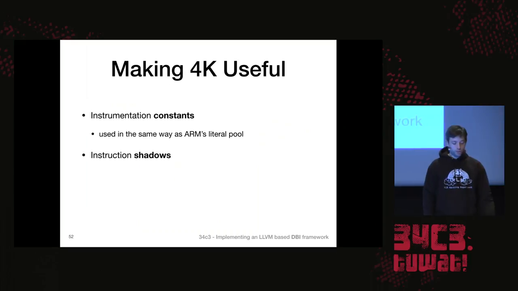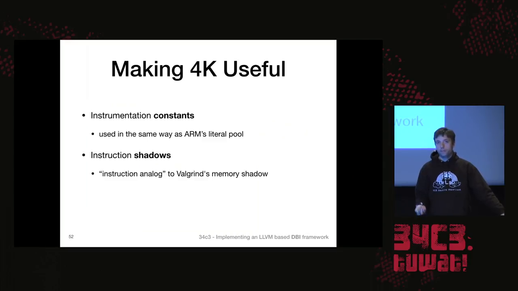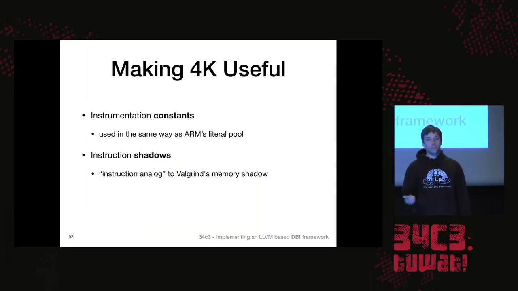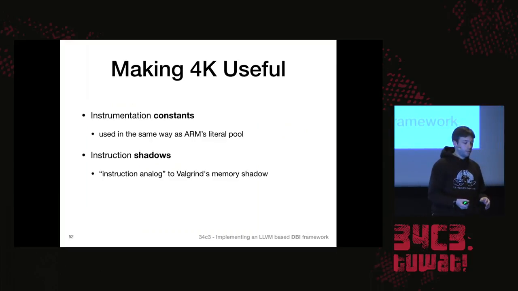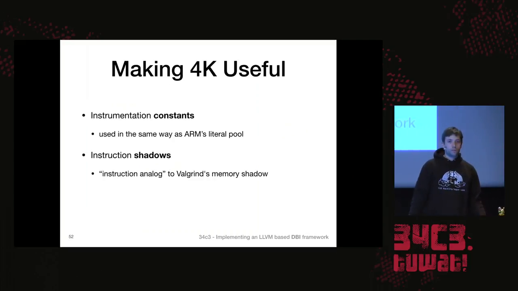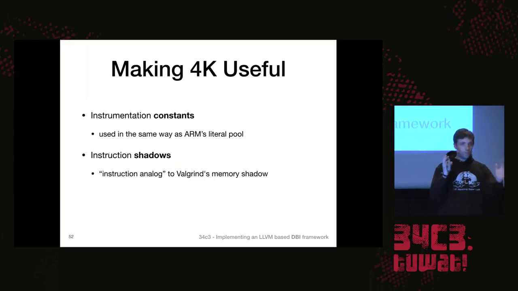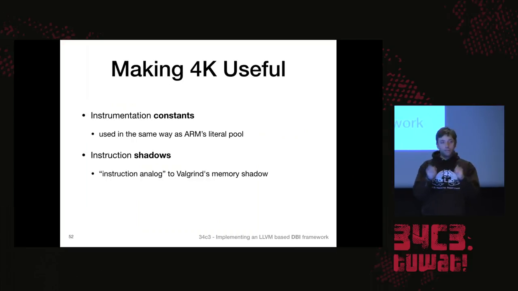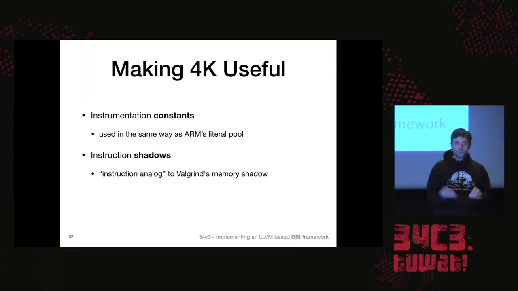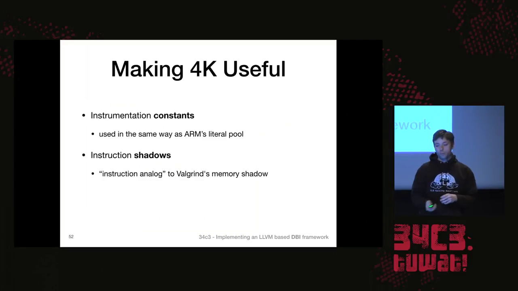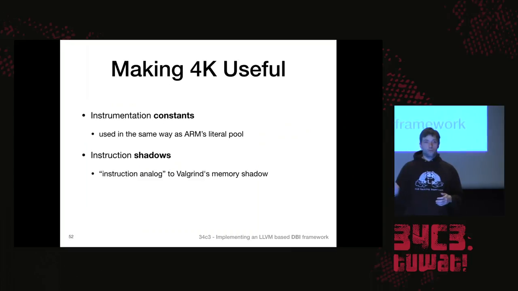The other thing, which is a more interesting concept, is what we call instruction shadows. This is not entirely new. It's inspired from Valgrind. The way Valgrind tracks memory allocation is that it creates what they call memory shadows. For one page of memory you allocate in your program, they create a small buffer where each bit represents the state of each byte of the memory page. This shadows the memory, so it's some kind of variable that's bound to the memory. And we wanted to do the same, but for instructions.